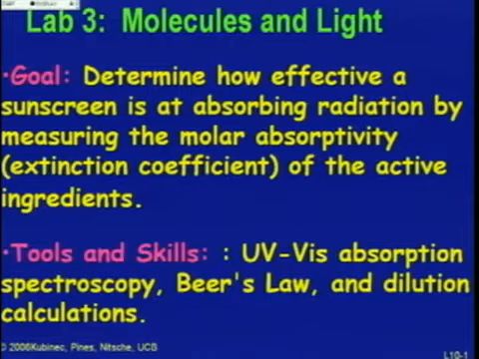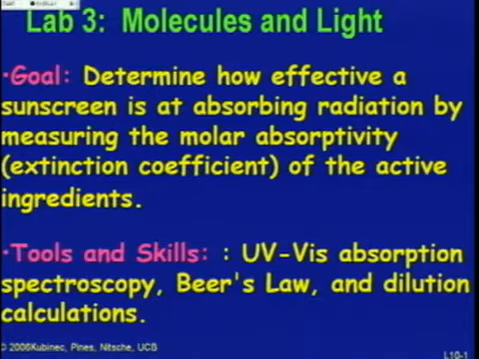This week you are dealing with light and molecules. We have discussed this quite a bit here in lecture about absorption spectroscopy, and you are measuring the effectiveness of a sunscreen by measuring the absorption of the active ingredients of a sunscreen, and you measure the molar absorptivity. In the manual it's called the extinction coefficient. Extinction coefficient is an old expression, it's molar absorptivity, okay?